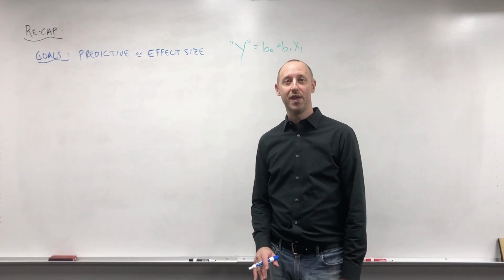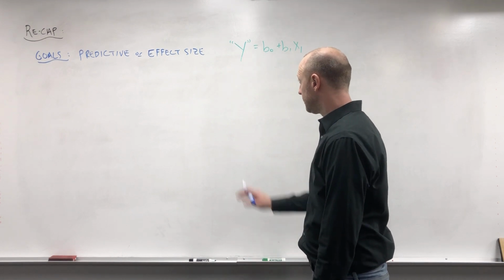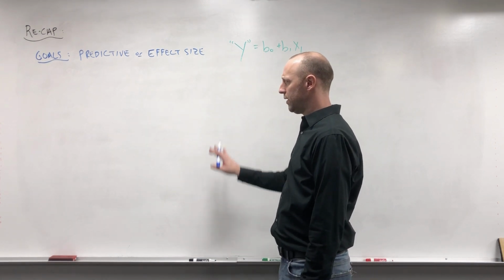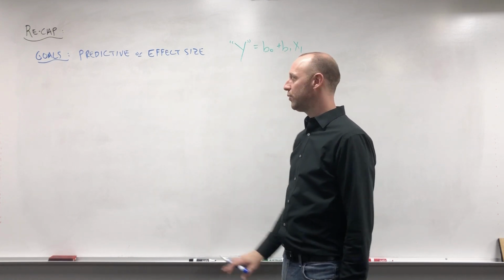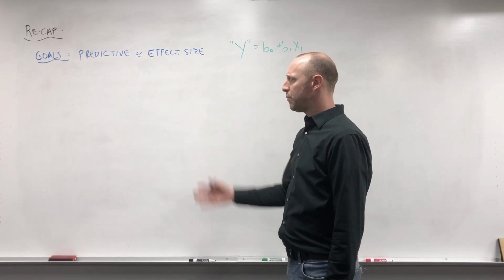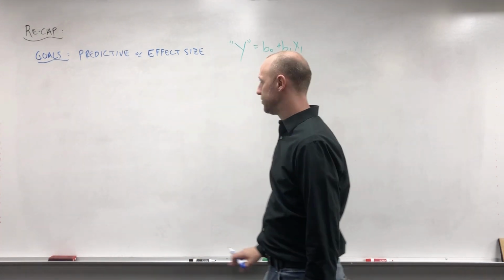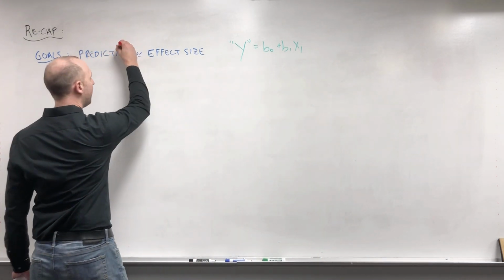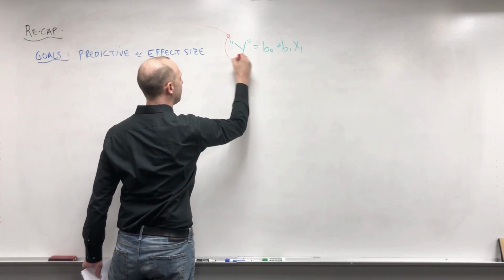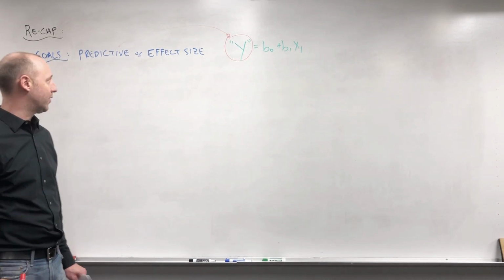So let's just start off with a recap of what we've talked about in the previous week. We were talking about models, right? The different regression models we're going to look at in the course, and saying that we can break them into one of two broad goals: predictive models or effect size models. So we said there, predictive model, the focus really is on this outcome, trying to get a good prediction or estimate of what is that outcome.